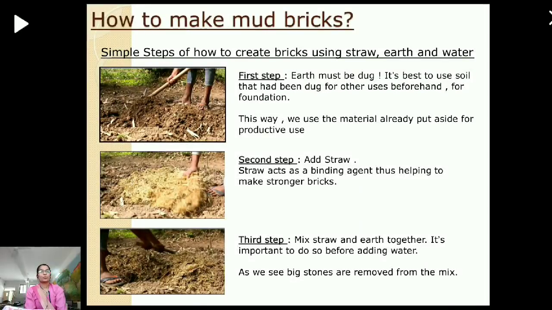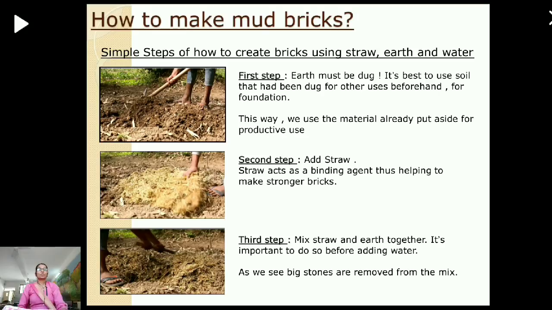Children, we saw that brick kilns are near your city, and I told you that we can visit that nearby place. Now let us see the simple steps of how to make a mud brick. First, the earth has to be dug, and productive soil has to be used. The second step is adding straw to the soil, as the straw acts as a binding agent to make the brick stronger. The third step is mixing the straw and earth nicely together, which is very important.